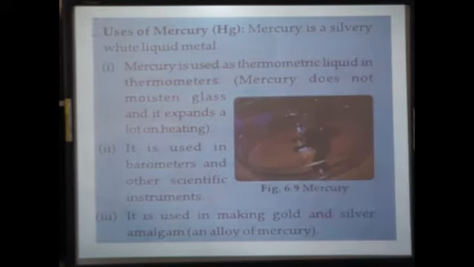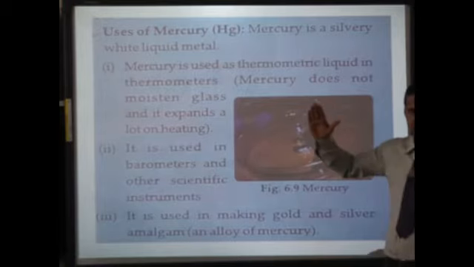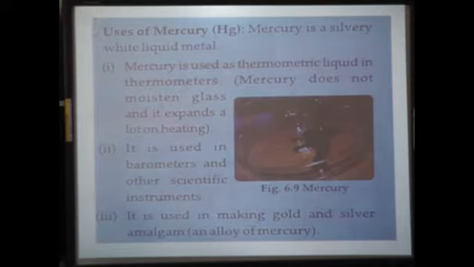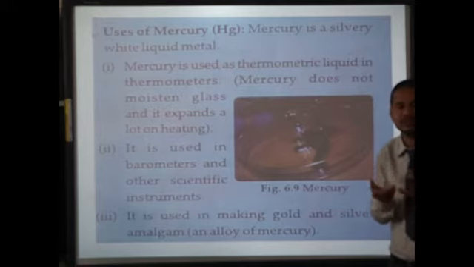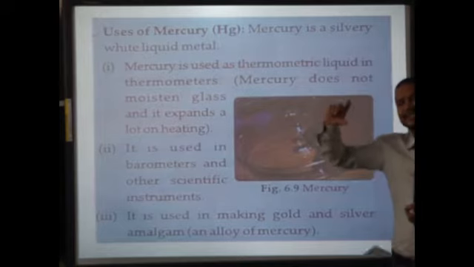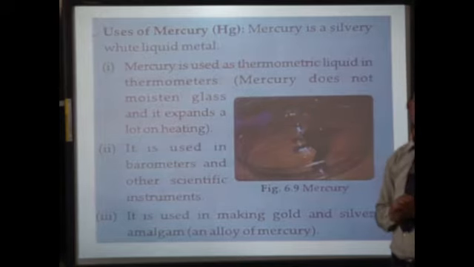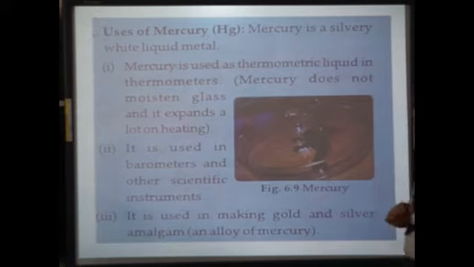And why is mercury used? It is because it expands with a minimum change in temperature. Even with a slight increase in temperature, it expands. So it is heat sensitive. Mercury is highly sensitive towards heat. Another reason it is used in thermometers is that number one, it expands a lot on heating. Number two, it does not stick to the walls of the glass. That is the reason. It does not stick at all.